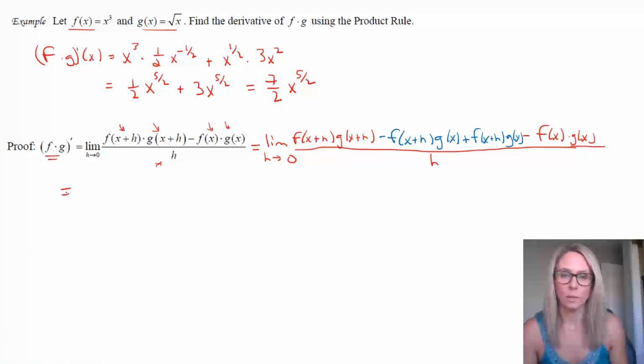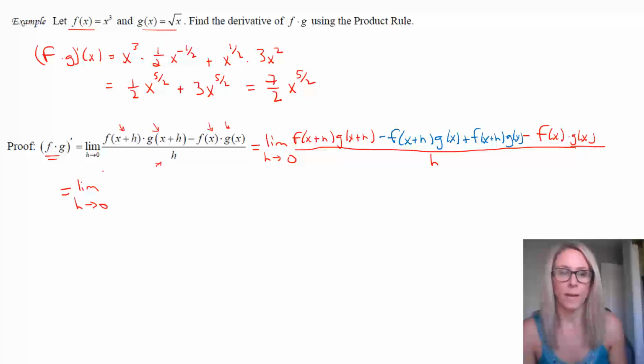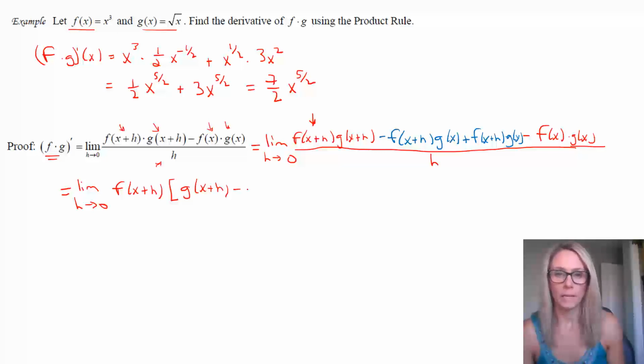And then what we're going to do, because this is going to take us somewhere, I promise, is separate these. So I'm going to take my f of x plus h that I have right here, and I'm going to factor it from those first two pieces. What I have left is g of x plus h minus g of x. Again, I'm factoring it from the first two pieces. And then I'm just going to have that over h.